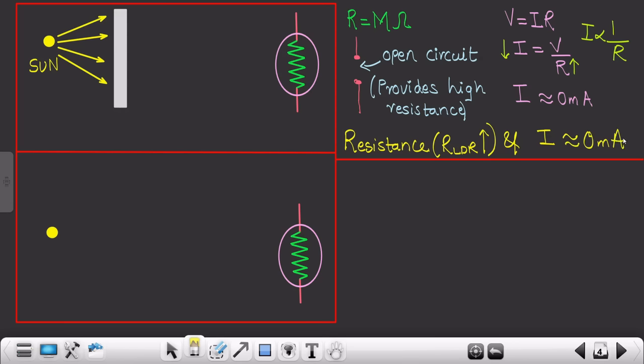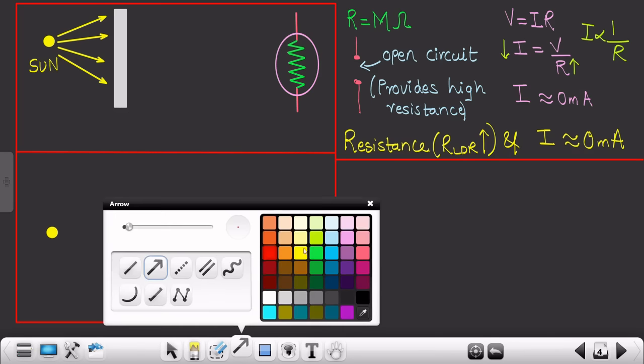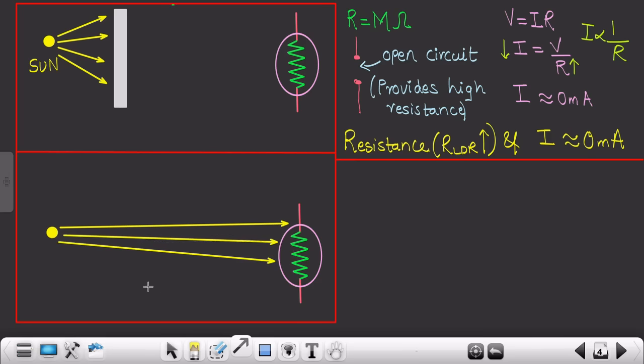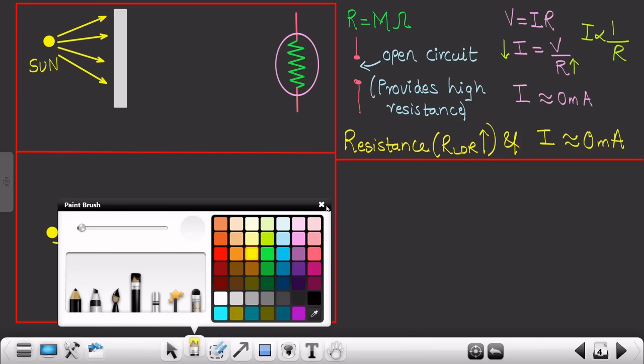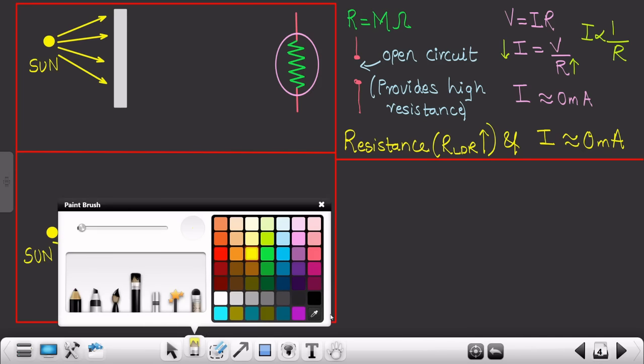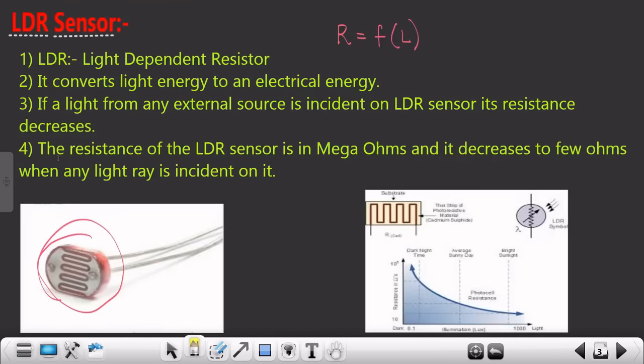Now we will move to the second case, where we are removing this opaque material and allowing the sunlight to be incident on this particular LDR sensor. Let me write over here, this is your sun, and it is emitting a certain set of photons, which is known as sunlight in layman's language.